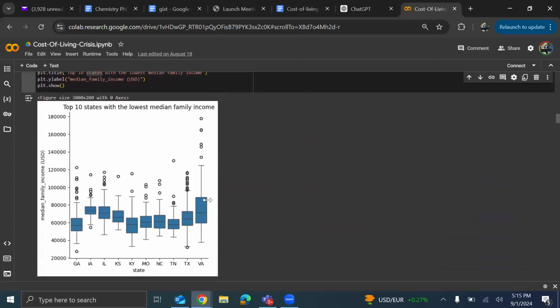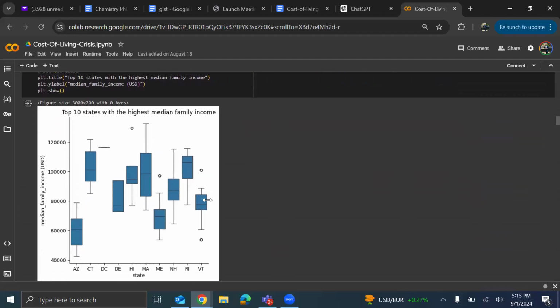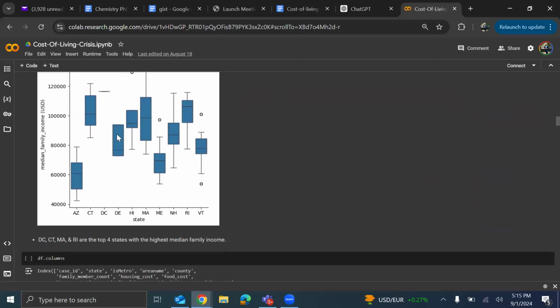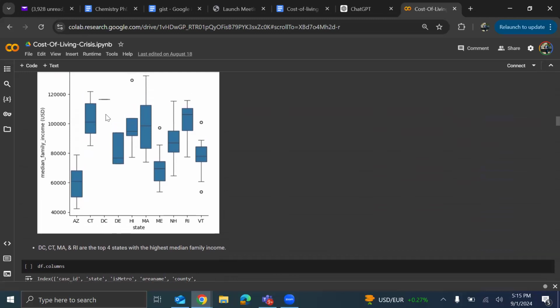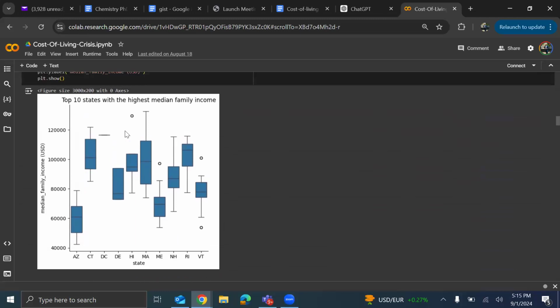If you come down here, you would see DC. I think DC is here. It is very small, maybe because the observations around DC are very small. We had first established that DC is not a state, it's the District of Columbia. So maybe that's one of the reasons why it is an anomaly here.